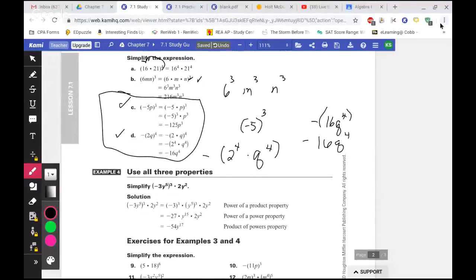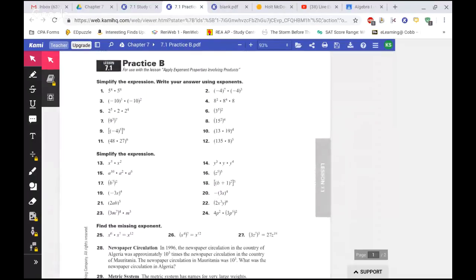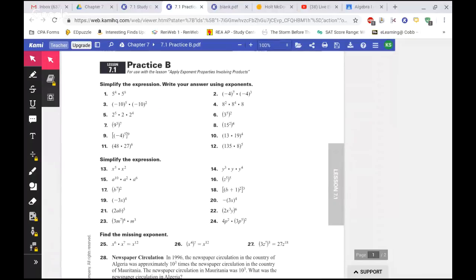All right, I am going to skip ahead and start on some of this 7B. Did anyone have any questions specifically over that? I have a question on number 27. Number 27. Okay.